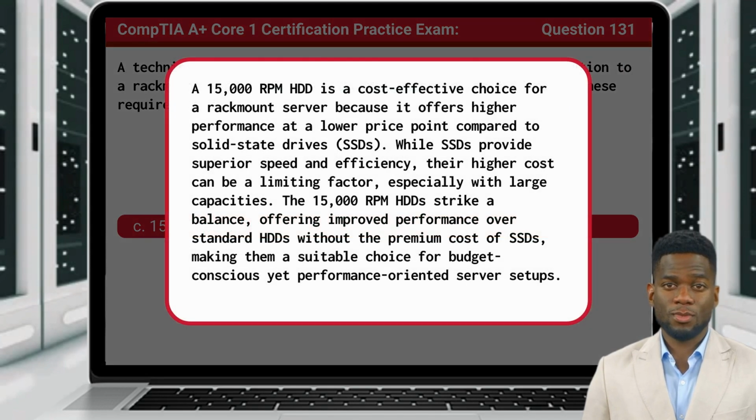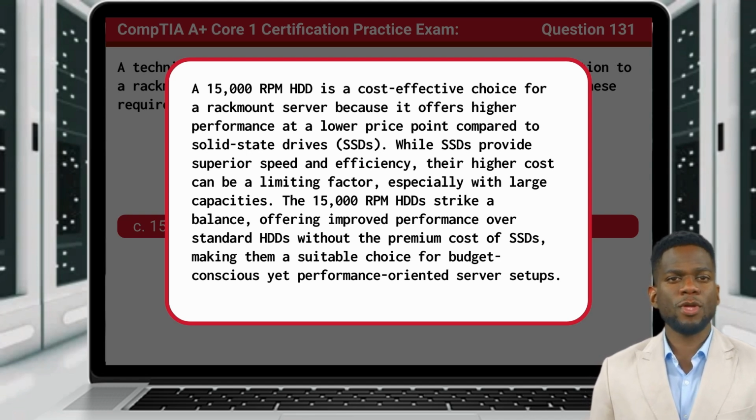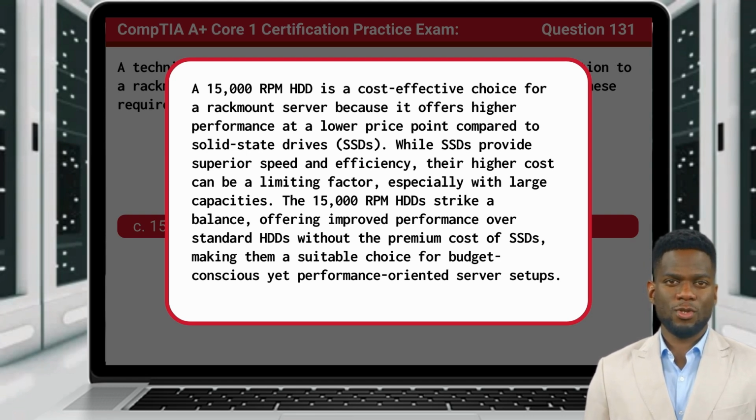A 15,000 RPM HDD is a cost-effective choice for a rack-mount server because it offers higher performance at a lower price point compared to solid-state drives. While SSDs provide superior speed and efficiency, their higher cost can be a limiting factor, especially with large capacities. The 15,000 RPM HDDs strike a balance, offering improved performance over standard HDDs without the premium cost of SSDs, making them a suitable choice for budget-conscious yet performance-oriented server setups.